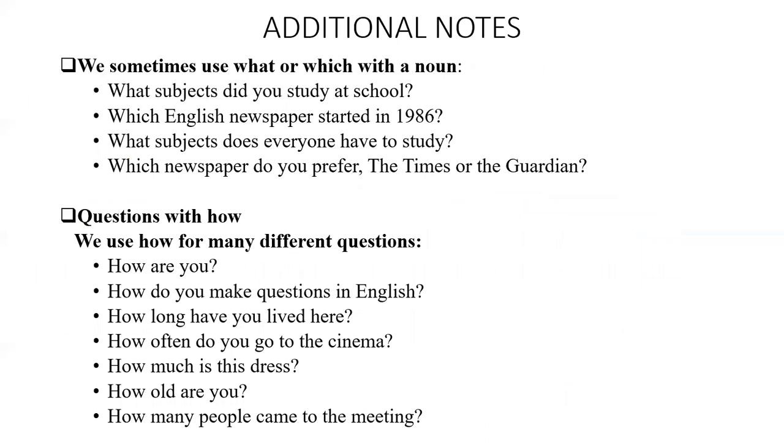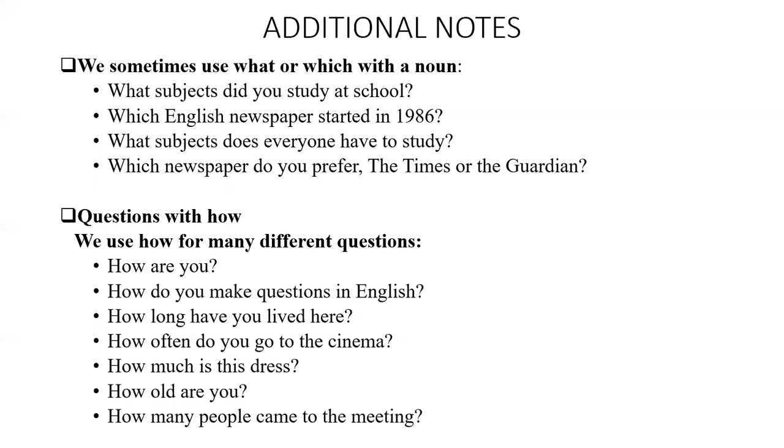Now we have some additional notes, and I know you know this, but it's for revision. I want to tell you more about the words what and which. Sometimes we use what and which with a noun. For example, we say, what subjects did you study at school? Which English newspaper started in 1986? What subjects does everyone have to study? Which newspaper do you prefer?